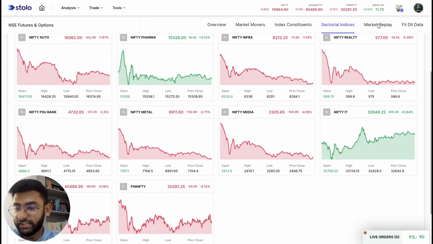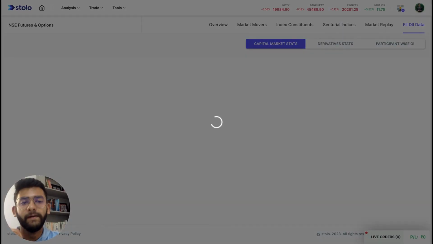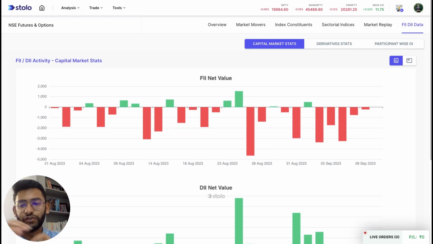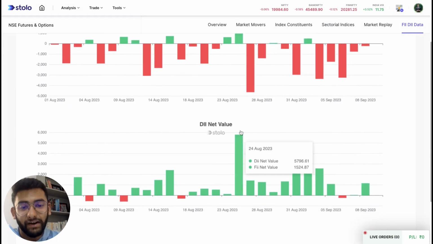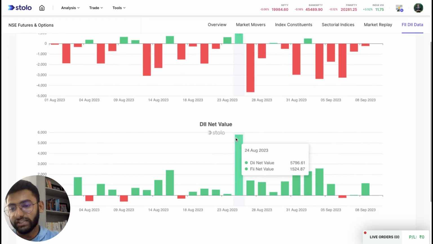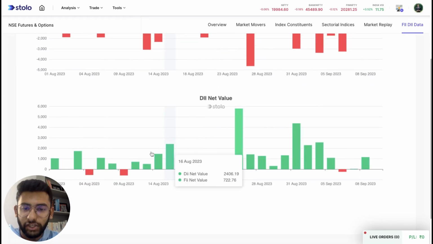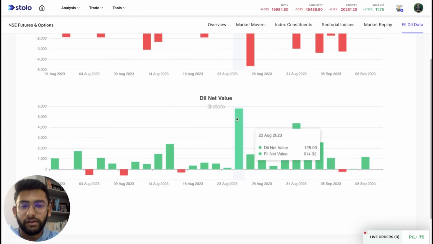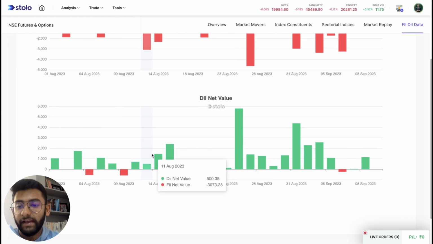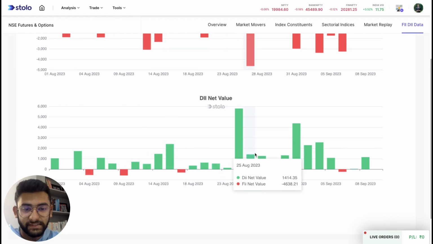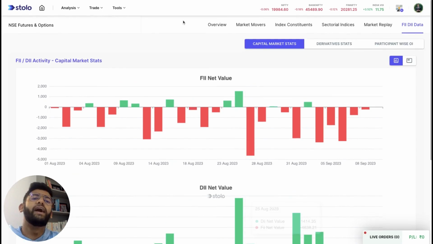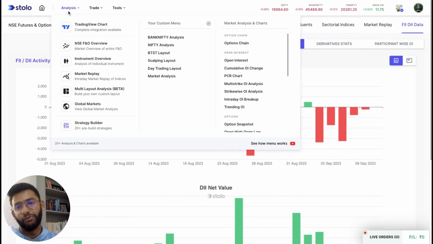Market replay I shall show you a little more later on. And FII DII data is to know what the foreign institutional investors as well as the domestic institutional investors are doing, right? So directly you would know, okay, the domestic institutional investors have been very bullish on the markets for a while now, right? That video we are covering in another in-depth video as well.